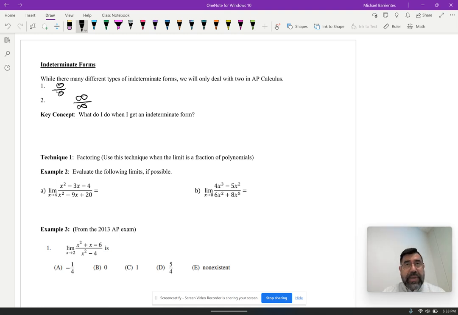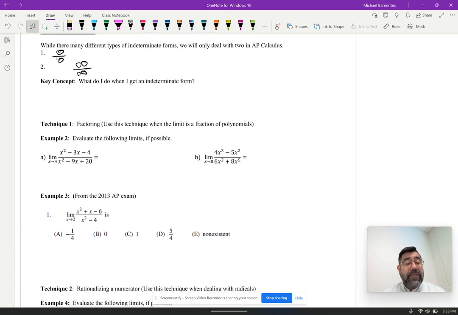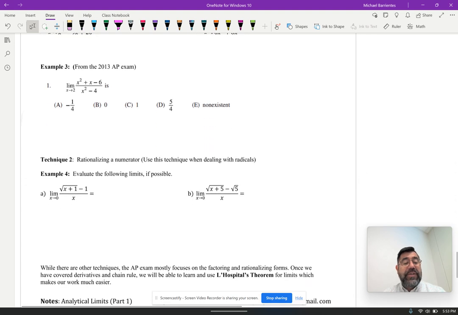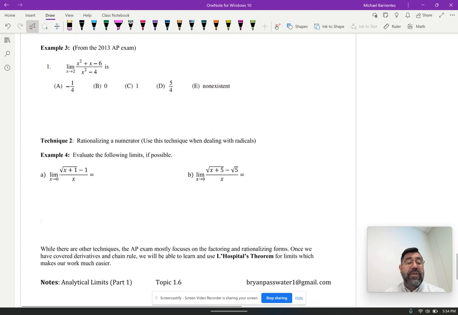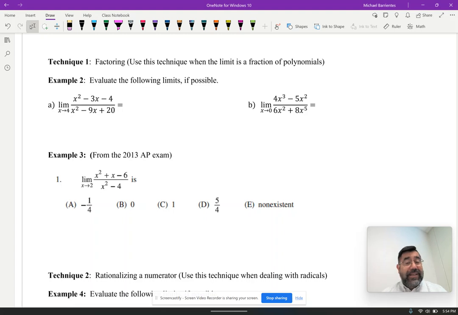So the big idea here in video 3 is, what do we do when we get an indeterminate form? There are different techniques you can use. We're going to do one technique in this video called factoring, and then we'll do another technique in the next video and the last video called rationalizing. But the factoring part is exactly what it says. We're going to factor and see if we can figure out what's going on.